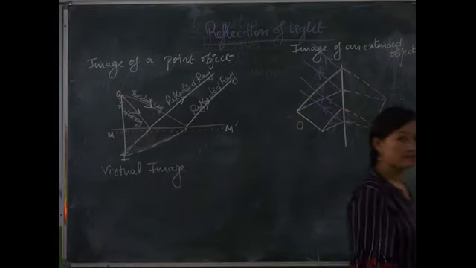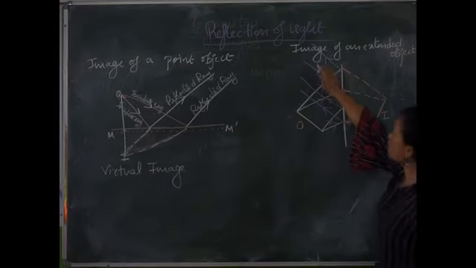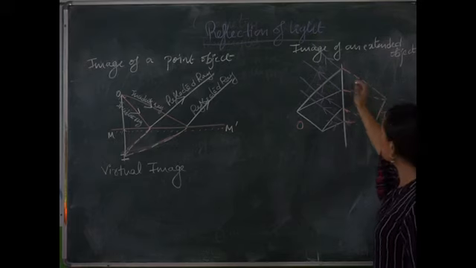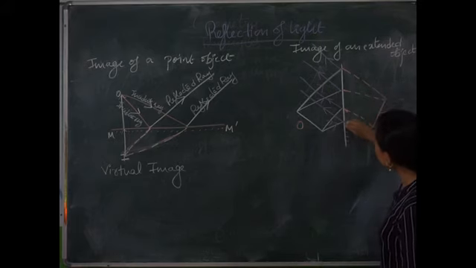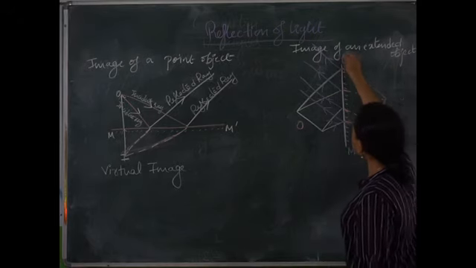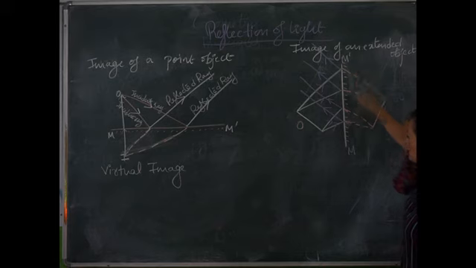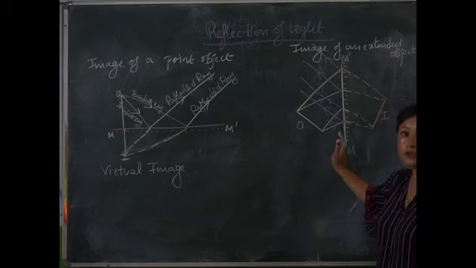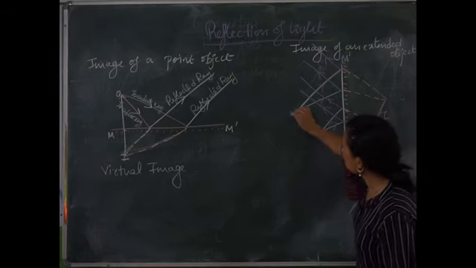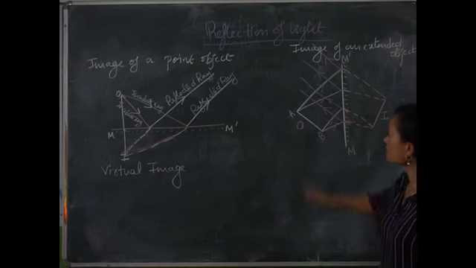Okay, next we'll be talking about how the image of an extended object is formed on a plane mirror. The dotted line that I'm drawing represents the polished surface, and this is your plane mirror, M and M dash. The plain one is your reflecting surface. Now this is your object, say A and B.